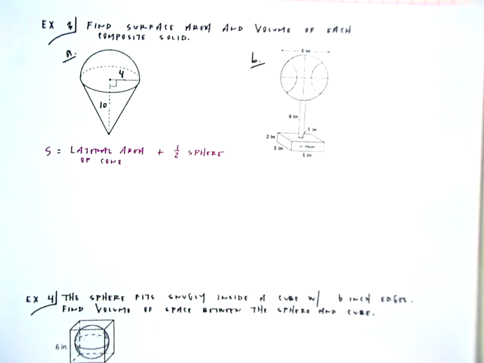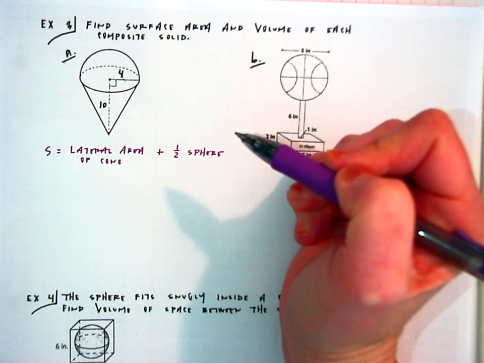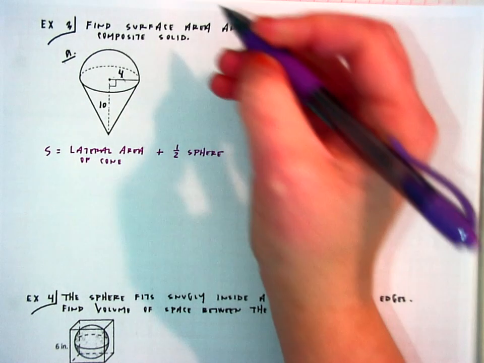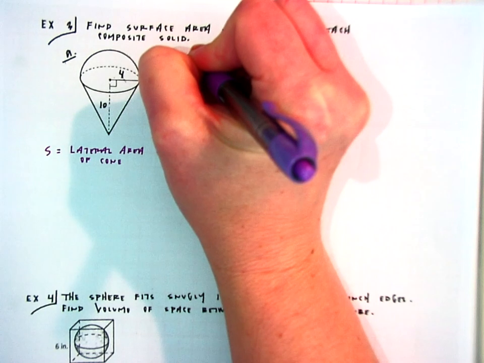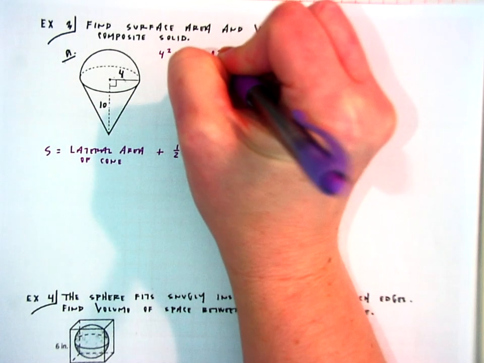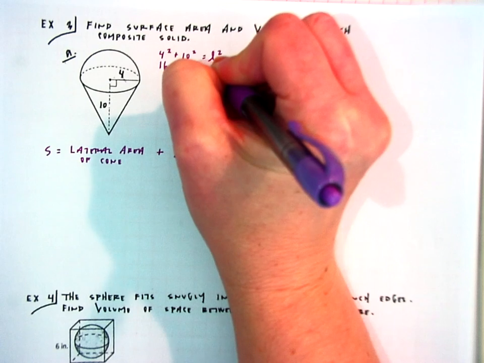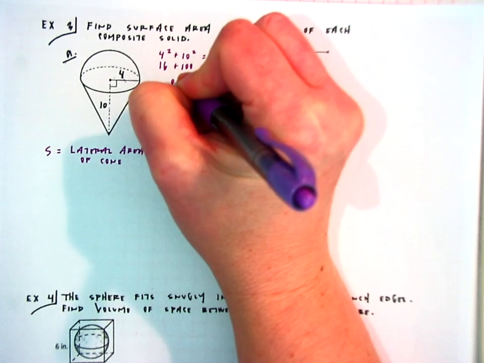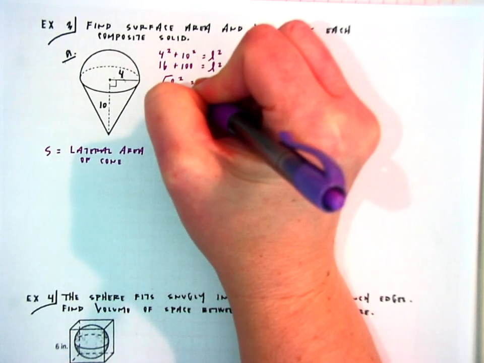Okay, I can already see that I'm going to need my slant height right here, so let me take a moment and solve for it using the Pythagorean theorem. So I know that 4 squared plus 10 squared equals the slant height squared. So 16 plus 100 equals the slant height squared. Slant height squared equals 116. Take the square root of each side.